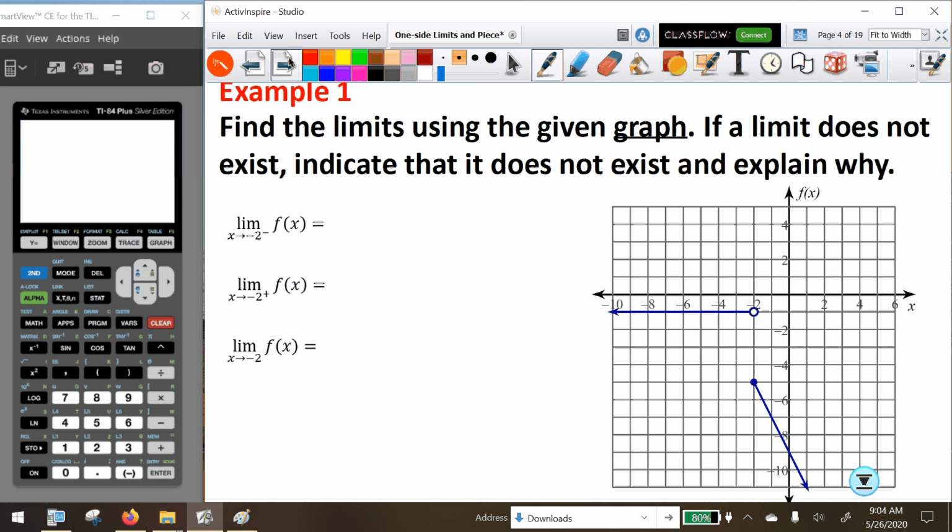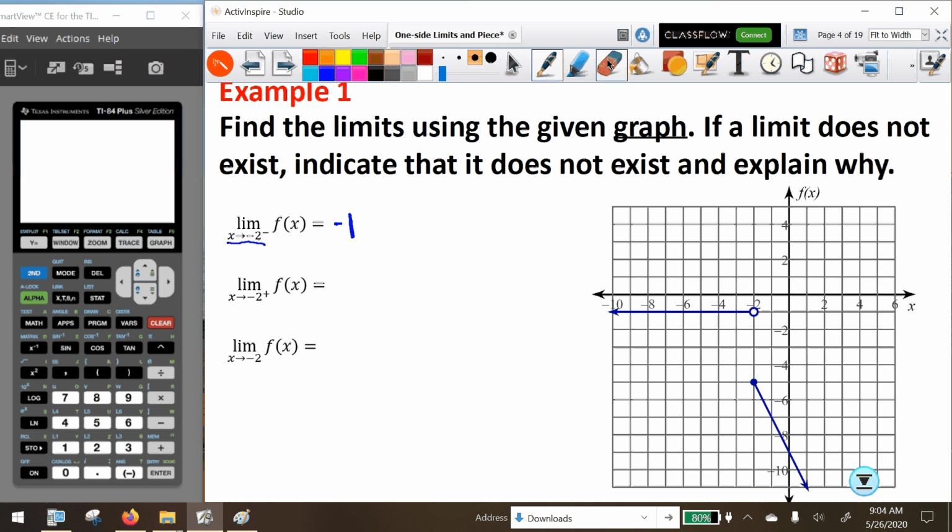So first, let's find the left-hand limit as x approaches -2. So we're now looking as x is getting close to -2, but we're looking from the left side of -2, the values that are less than -2. So we're right here. And we're strictly looking from the left side. As we get closer and closer to -2, it looks like the output value is staying the same. It's still equal to -1. So this function is equal to -1 as x approaches -2 from the left side.